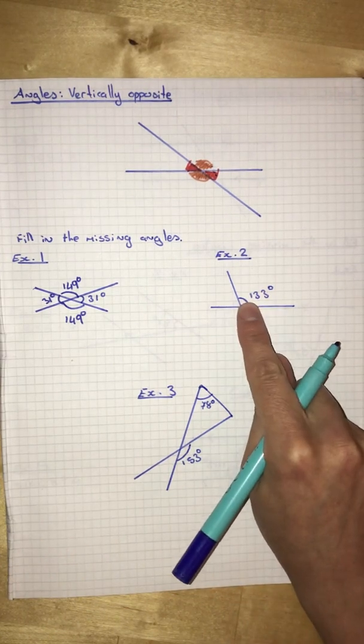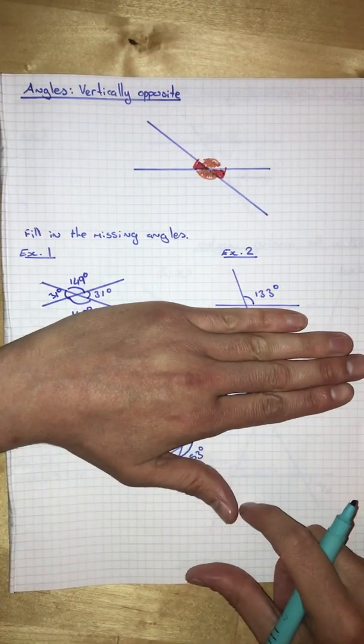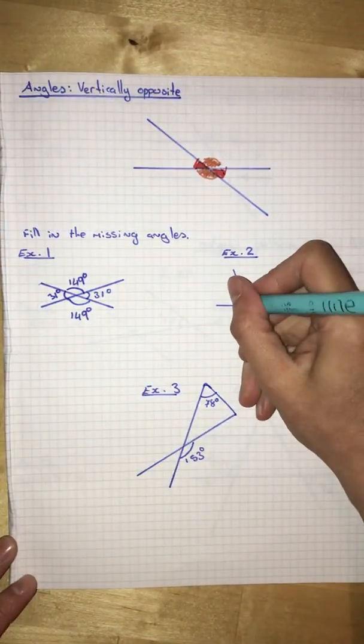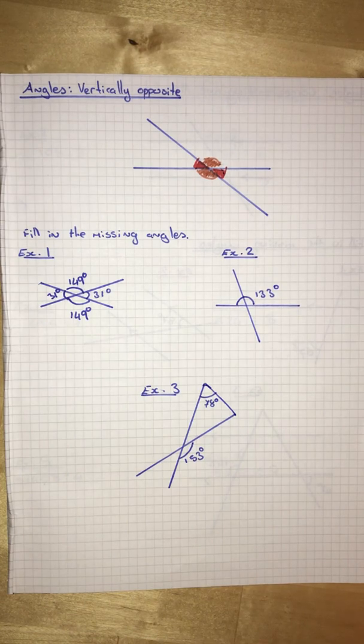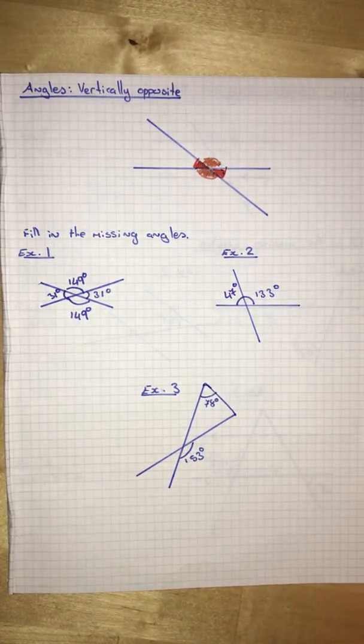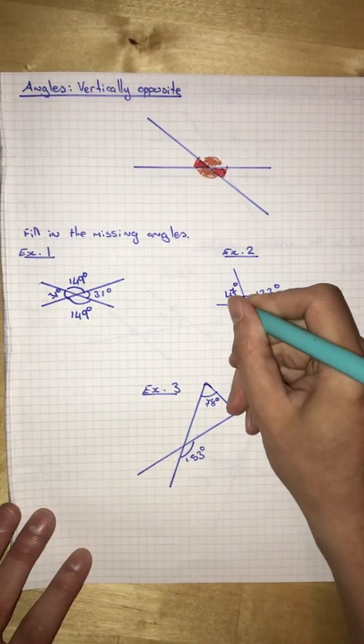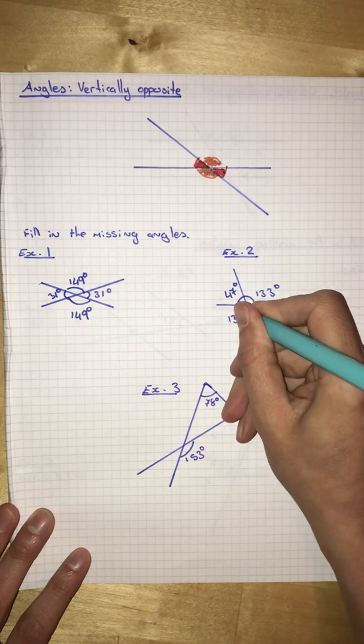So next one is 133 degrees. Angles in a straight line add up to 180. 180 take away 133 is 47 degrees. And then vertically opposite, 47 and 133.